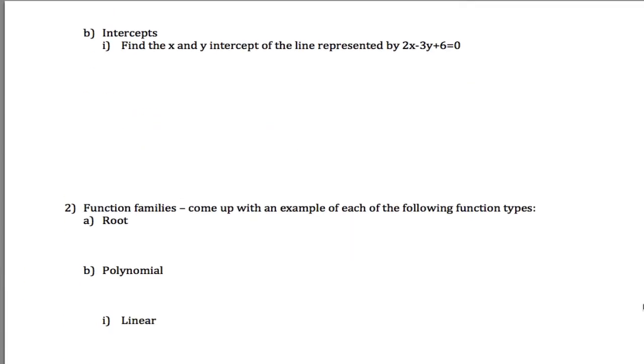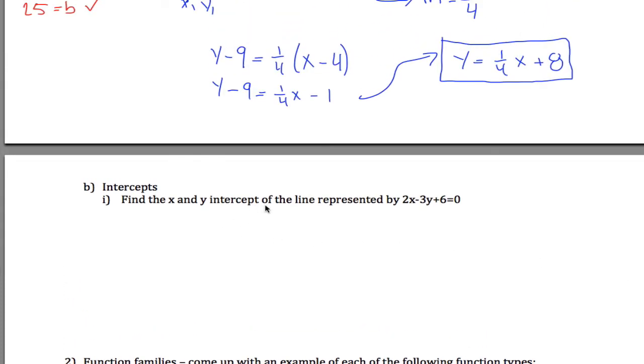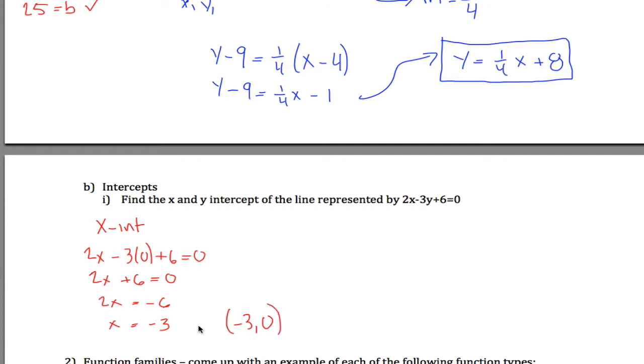Okay, so moving on down here, find the x and y intercepts of this line. Well, if you remember for x-intercept, all we did was we made y 0. 2x minus 3 times 0 plus 6 equals 0. Sure, I can solve this for x. 3 times 0 is just 0. So I got 2x plus 6 equals 0. 2x equals negative 6. x equals negative 3. This is the x-coordinate of the x-intercept. I'm fine with you giving me this as the answer, but maybe a more precise answer would be something like this.